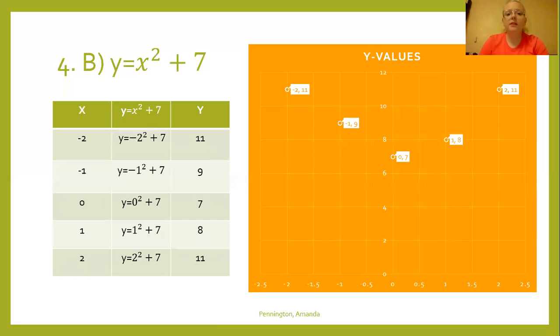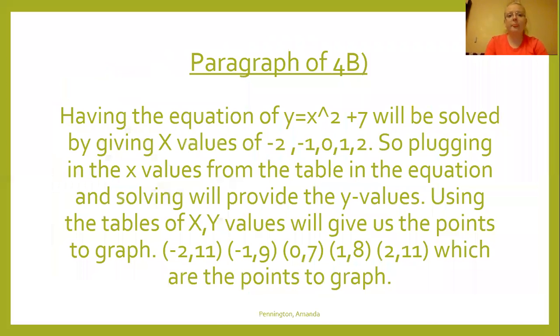Okay, so y equals x squared plus 7. Negative 2 squared plus 7 equals 11. Negative 1 squared plus 7 is 8. 0 squared plus 7 equals 7. 1 squared plus 7 is 8. And 2 squared plus 7 is 11. So we went ahead and graphed that, and we can see where that's at. And so, like I said, we're going to save that.